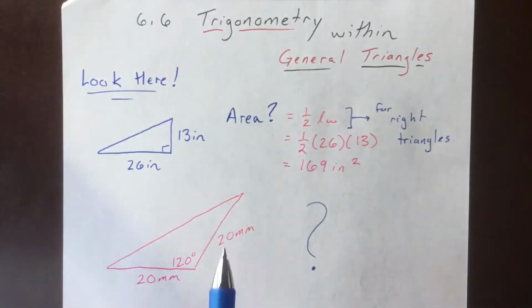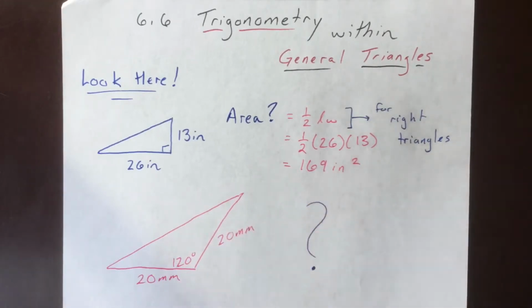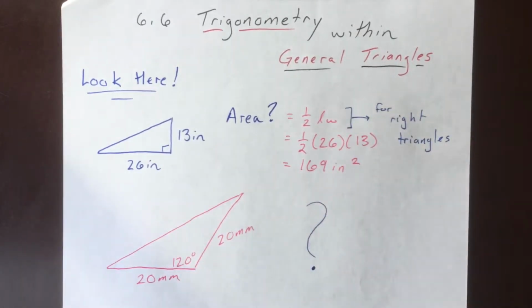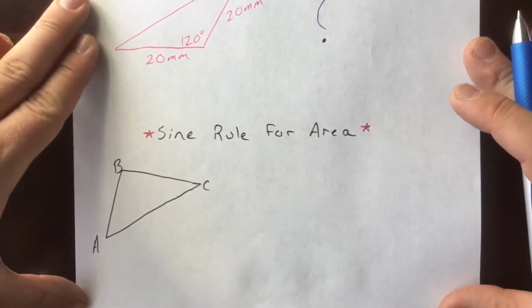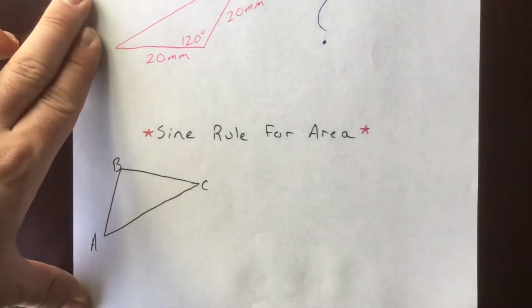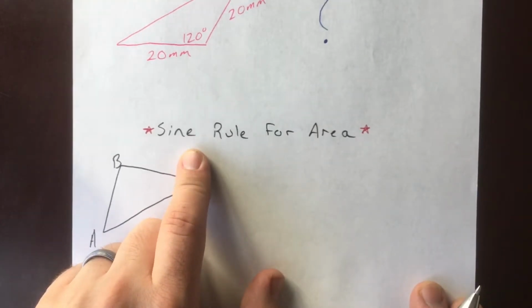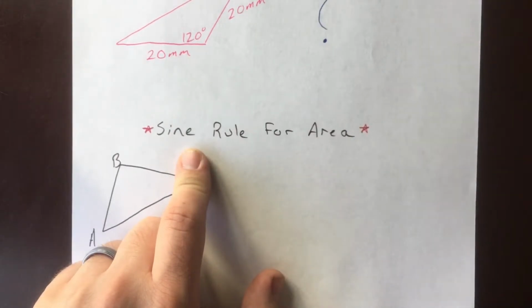Okay, so with what we know so far, we do not know how to find the area of triangles situated like this, with an obtuse, or even an acute angle. If it wasn't a right angle, we would not be able to use 1/2 times length times width. So in this lesson, we're focusing on what is called the sine rule for area. It has us focusing on how to find area when we do not have a right triangle. And this rule will work for a right triangle, which is great because we could just use this formula instead of 1/2 times length times width.